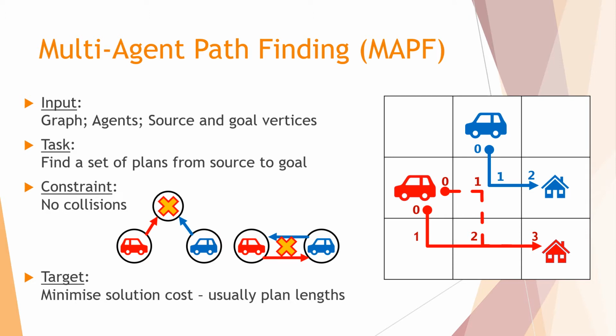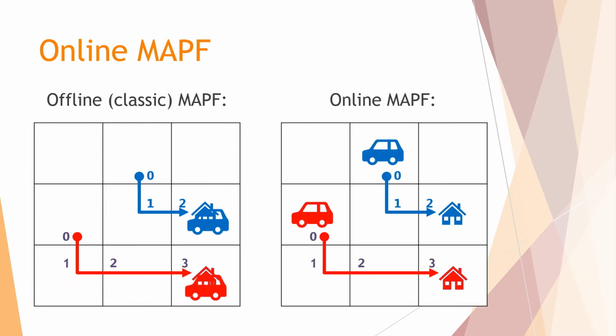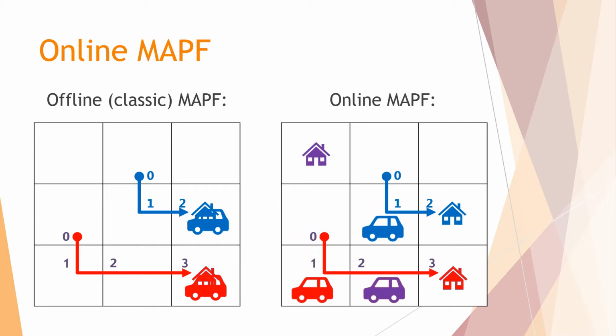The target is to find a solution with minimal cost, which is usually defined as the sum of the lengths of all individual plans. In offline or classic MAPF, all agents start together, and the problem concludes when all agents are at their goal. In the real world, however, new agents may wish to join over time, and existing agents may leave. Online MAPF attempts to account for that.